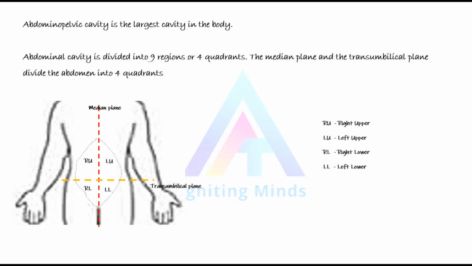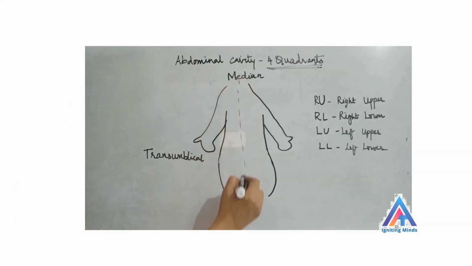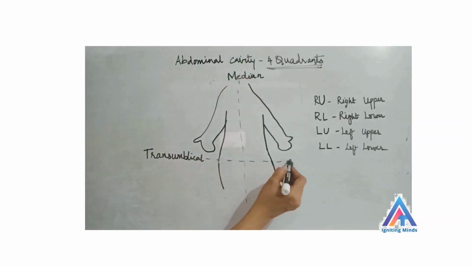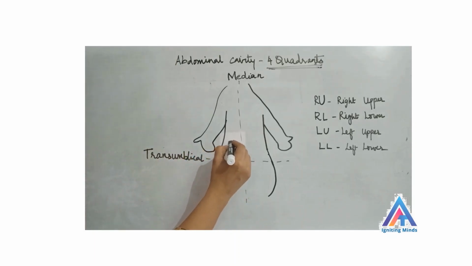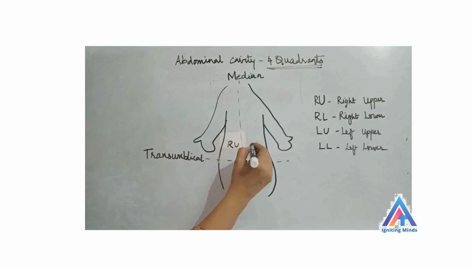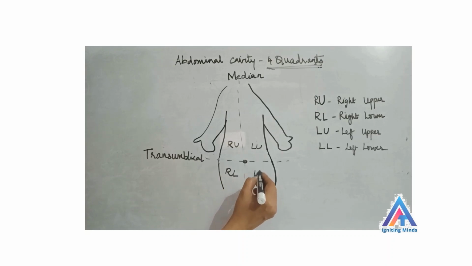Abdominal cavity is further divided into 4 quadrants or 9 regions for better understanding. Now let's draw a median plane and a transumbilical plane that intersects at the umbilicus, dividing the abdomen into 4 quadrants: right upper quadrant, left upper quadrant, right lower quadrant, and left lower quadrant. This seems so easy to follow, right?